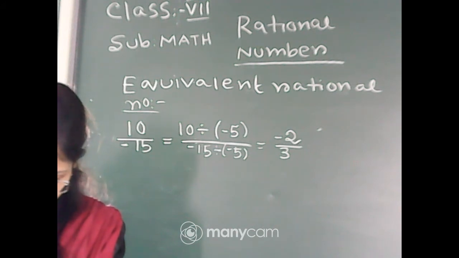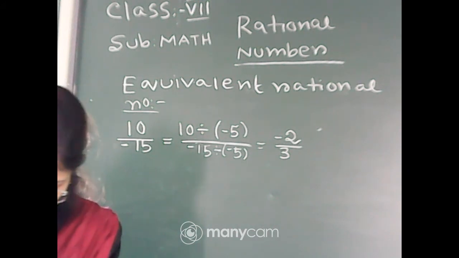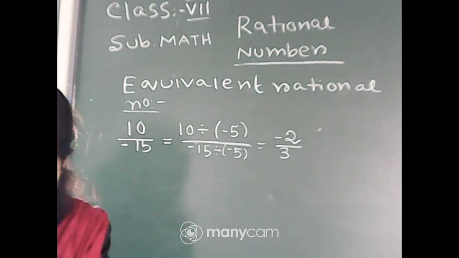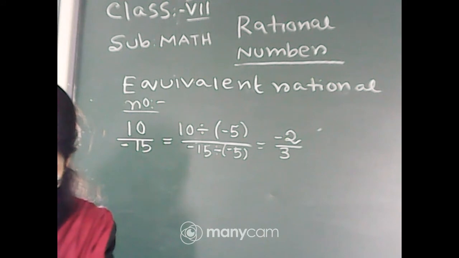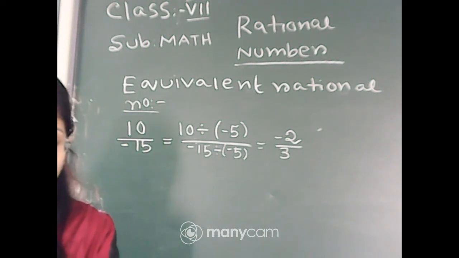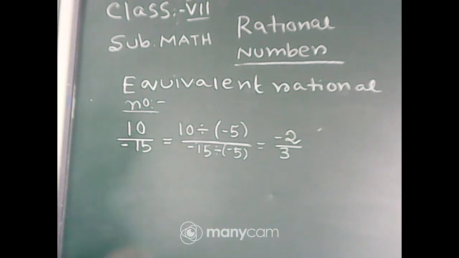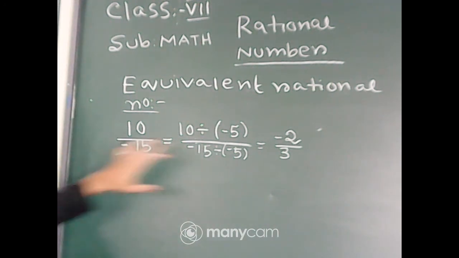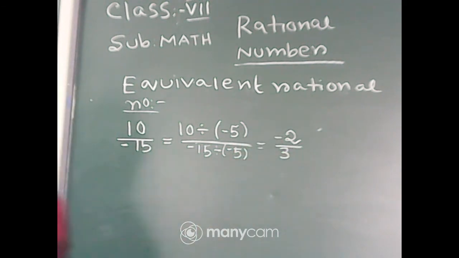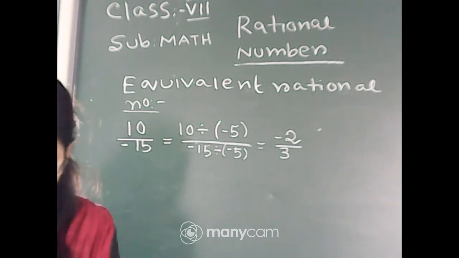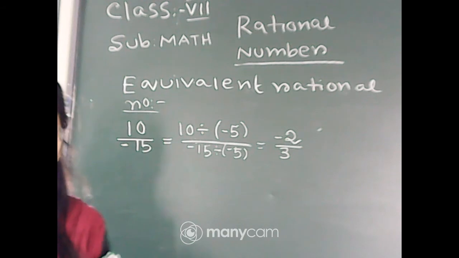Just as with multiplication, the division of the numerator and the denominator by the same non-zero integer also gives equivalent rational numbers. So, 10 divided by minus 15 and minus 2 divided by 3 are equivalent rational numbers. Next topic is positive and negative rational numbers.